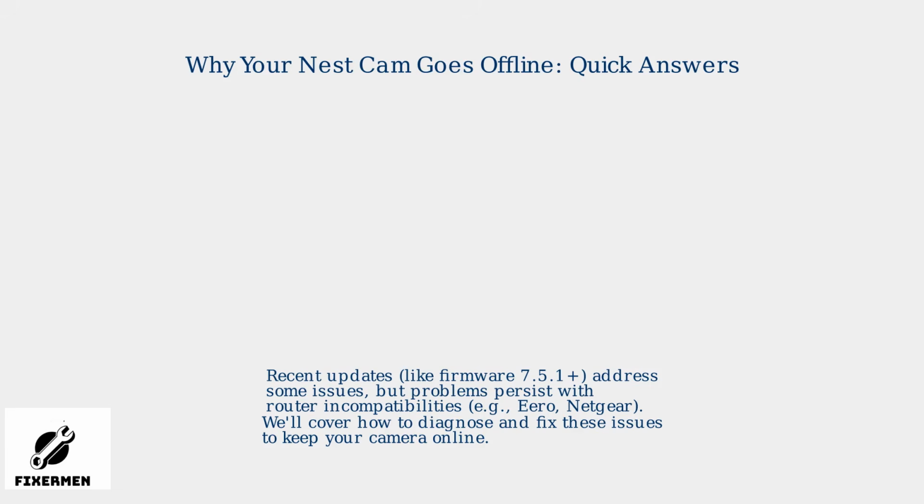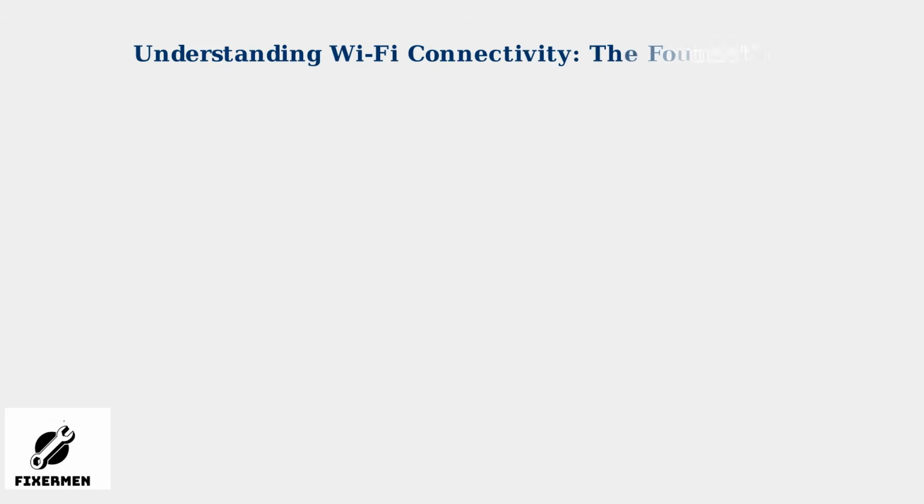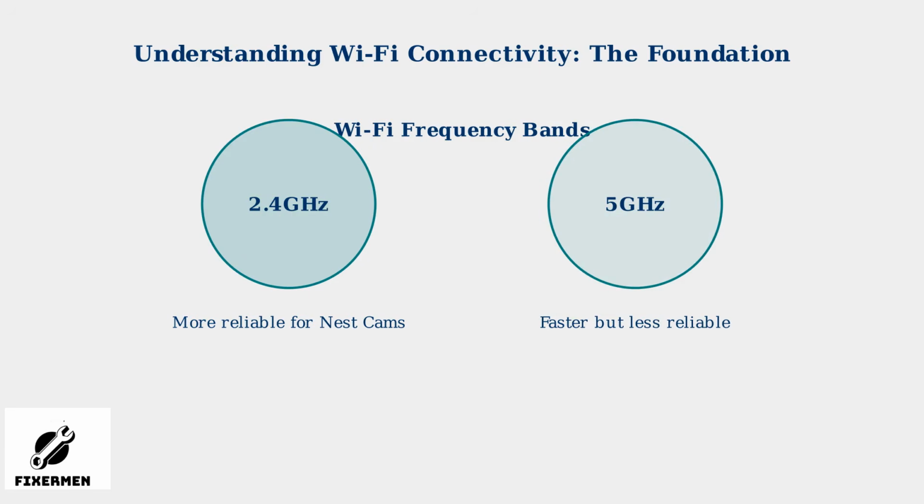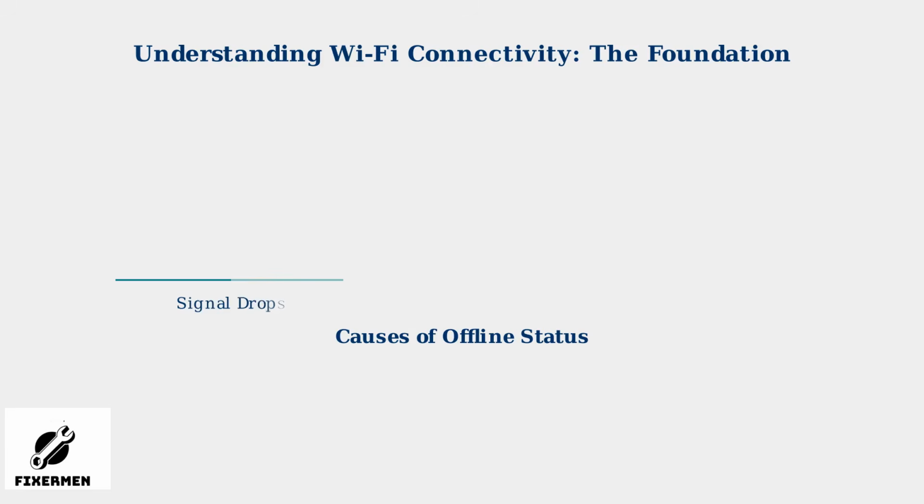We will cover the most important reasons as to why this is happening to get you up and running as quickly as possible. Nest cams require a stable Wi-Fi connection to function properly. The 2.4 GHz frequency band is often more reliable than 5 GHz for maintaining consistent connectivity. Offline status occurs when the camera loses internet access. This can happen due to signal drops, IP address conflicts, or internet service provider outages.